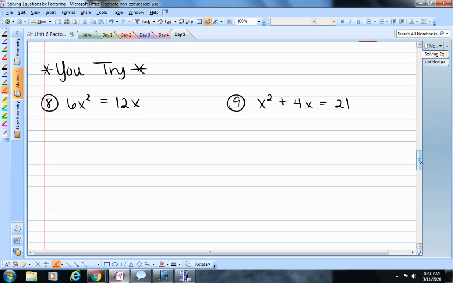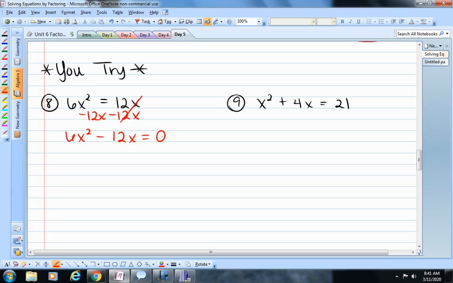All right, y'all help me out. What did you have to do first on number 8? Subtract 12x. So you always want to go to the highest exponent, and x squared was my highest exponent. Those are not like terms. So you say 6x squared minus 12x equals 0. Right? And after you get equal to 0, you're ready to factor.